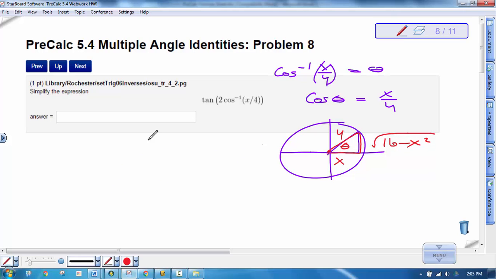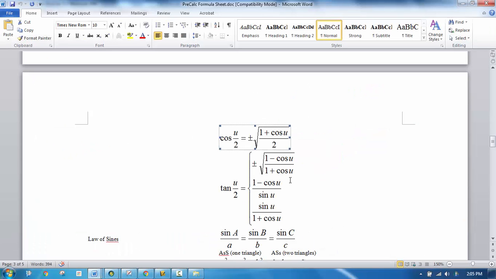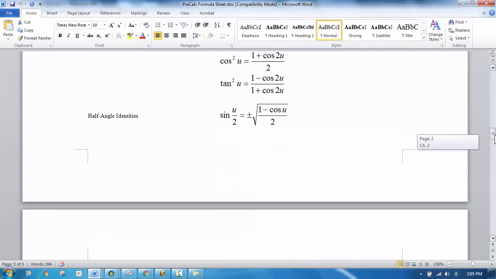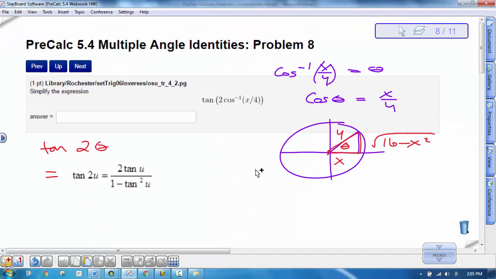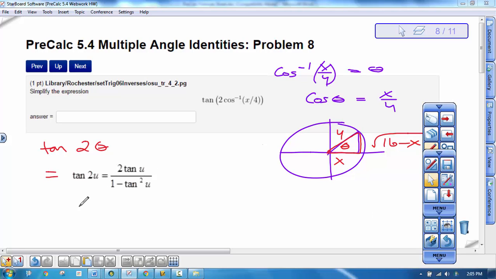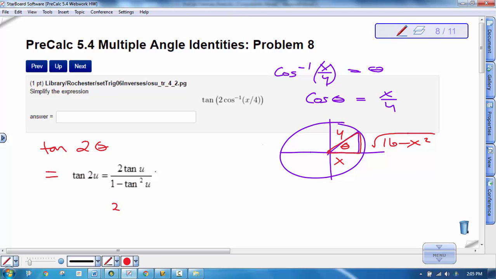What I'm looking for now is the tangent of 2 theta, right? Because I called that theta. So there's a formula for that in our formula sheet. Let me grab that real quick. The tangent of 2 theta is in our double angle formulas right here. Instead of theta, I'm using u here. So I want to do this part right here. I need 2 times the tangent of u. Now the tangent of u is really just theta.